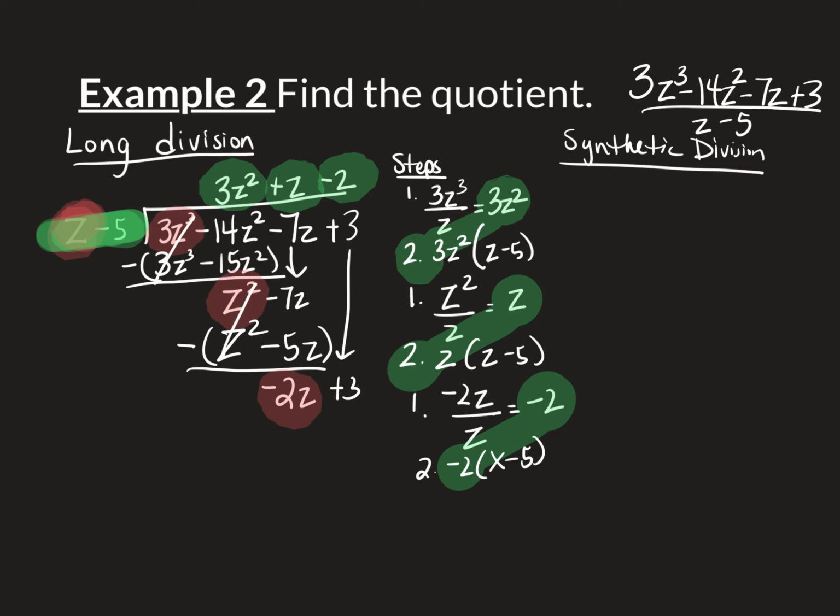So it looks like I'm going to have a remainder. So this is a z. So negative 2 times z is negative 2z. Negative 2 times negative 5 is positive 10. Now I'm going to subtract. That's step 3. I won't say it again. So I'm going to subtract negative 2z minus negative 2z. That goes away. Then 3 minus 10 is negative 7.